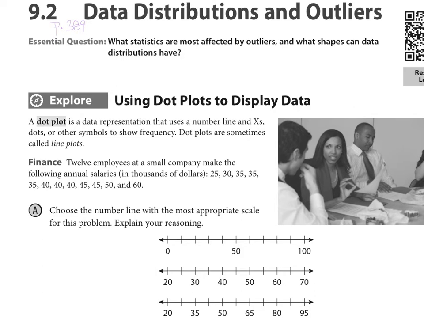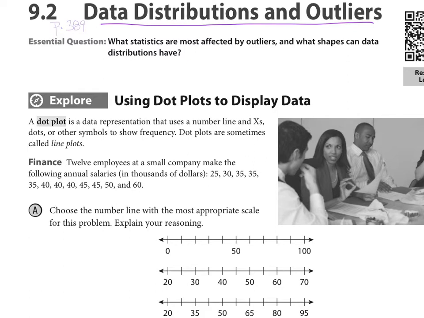All right. Page 389, 9.2 data distributions. Our essential question: what statistics are most affected by outliers, and what shapes can data distributions have? It's funny that we've been using the term statistics all along and haven't actually defined it yet. But don't worry, we're going to get there in this section. So on your next flap in your foldable, you want to label data distributions and outliers.